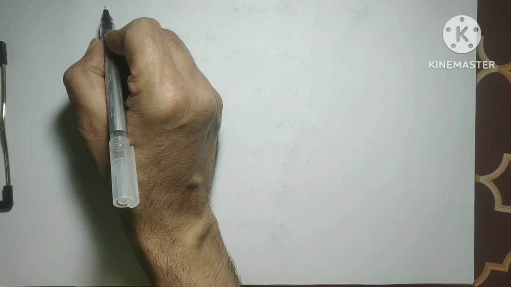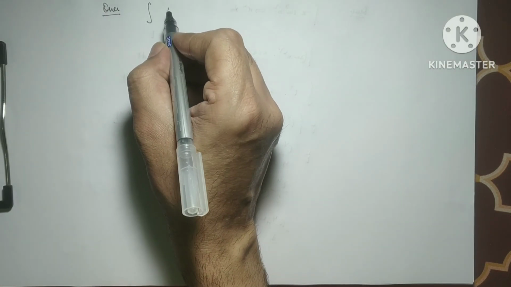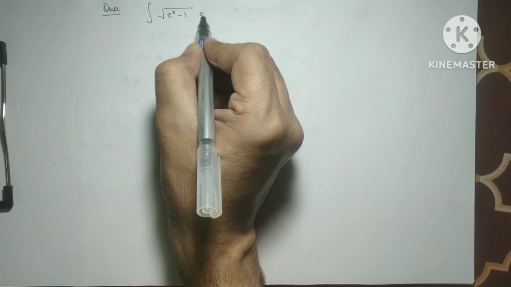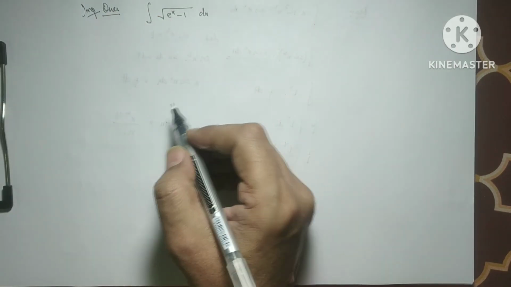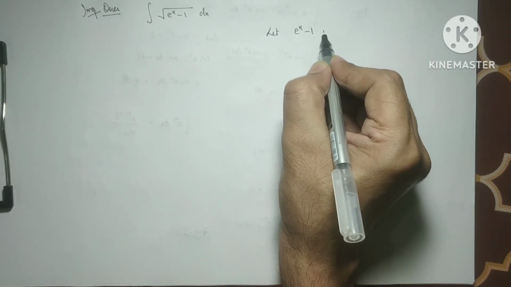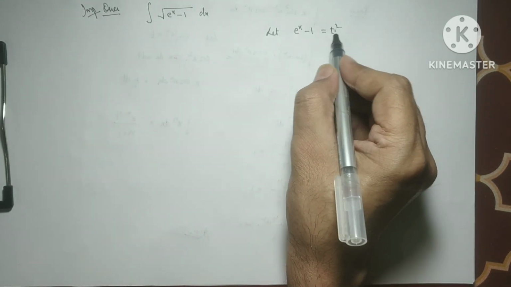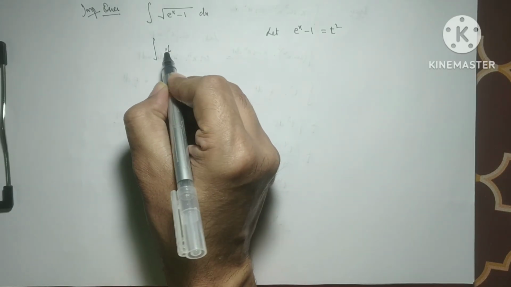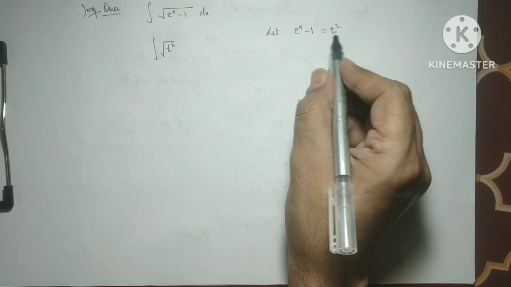Now the next question, integrate under root of e to the power x minus 1 dx. This is an important question. So let e to the power x minus 1 be t square. We can solve under root also when the assumption equals t square. So this becomes under root of t square, and for the value of dx, we will differentiate this.